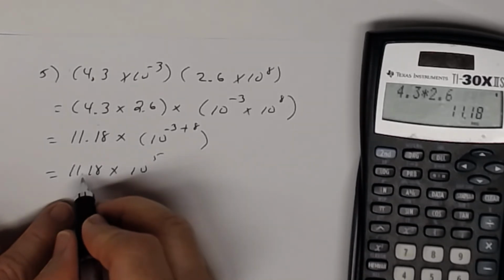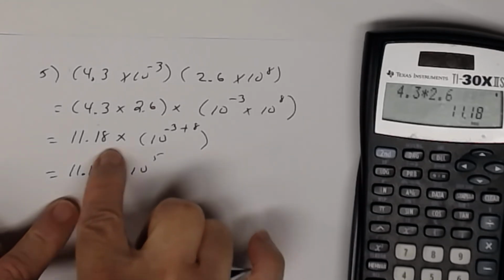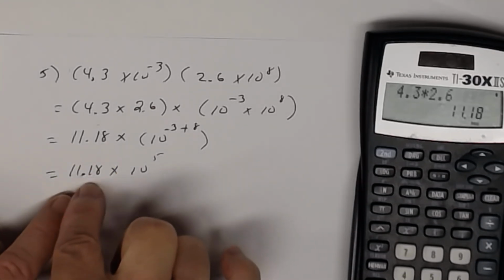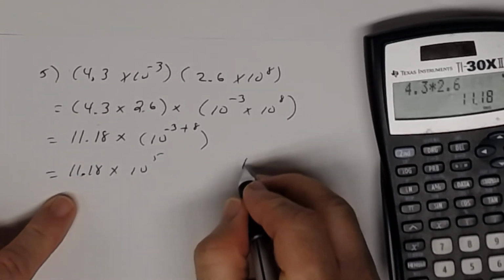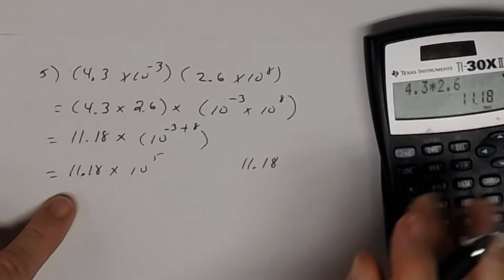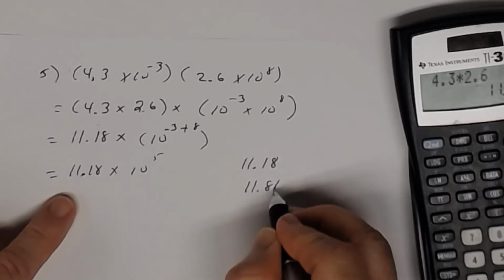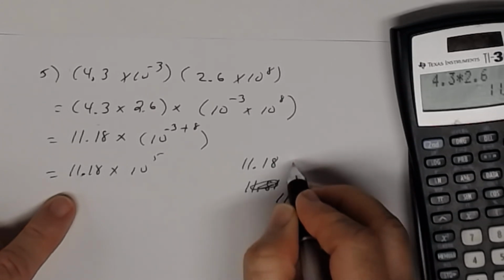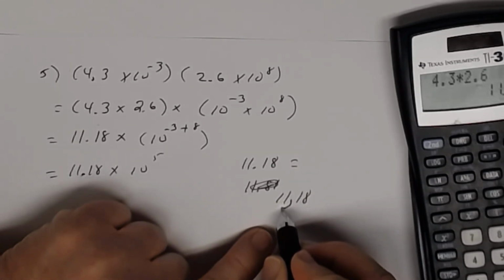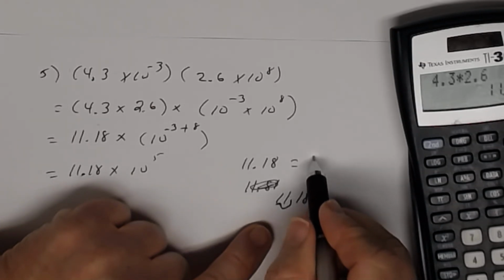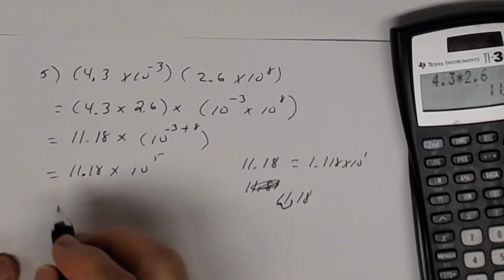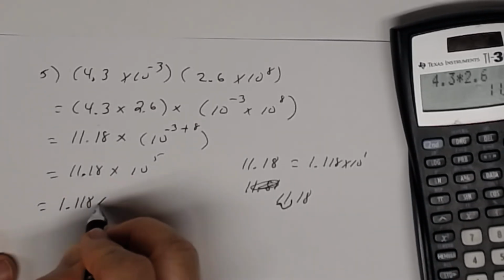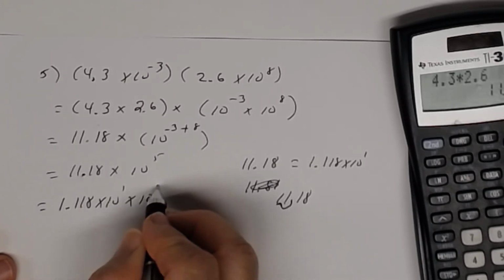All right. Now, remember, this is not scientific notation because this coefficient has to only have one digit in front of the decimal point. It has 2. So let's talk about how to rewrite this. So 11.18. I'm going to take this decimal point and move it one place. That's all I need to do to get one digit in front of the decimal point. So this becomes 1.118 times 10 to the first power. And so I get 1.118 times 10 to the first times 10 to the fifth.